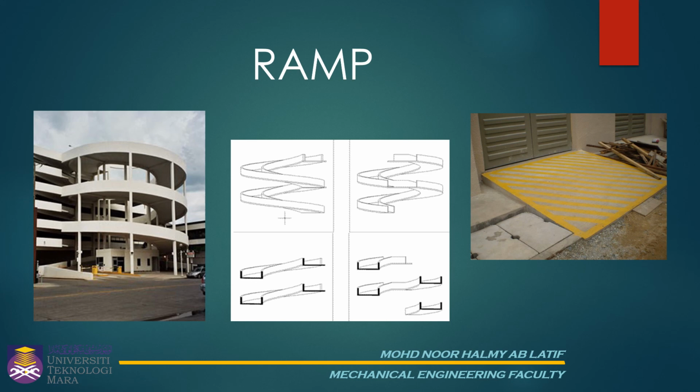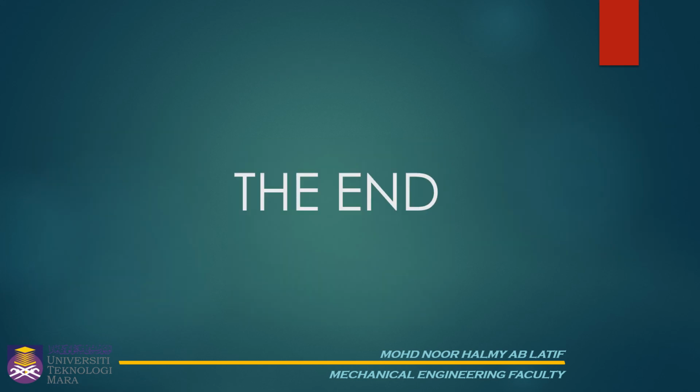Here is an example of a ramp, where we have a vertical ramp and a spiral ramp. With the last slide of the presentation, it comes to the end of our video. So hopefully you are able to differentiate the types of vertical transportation related to building services.